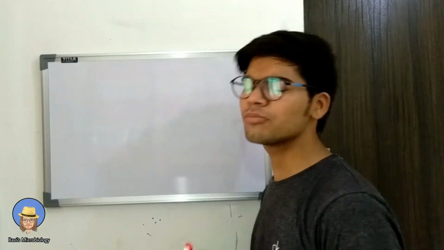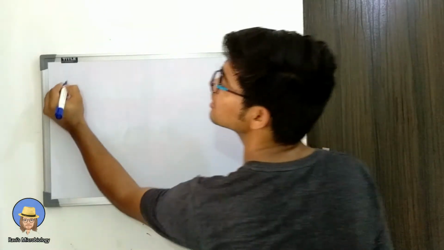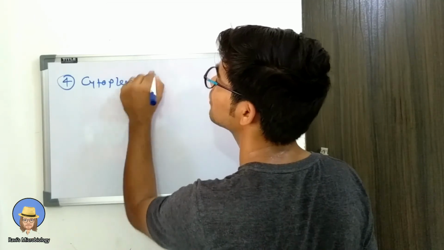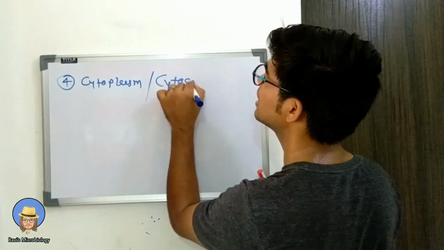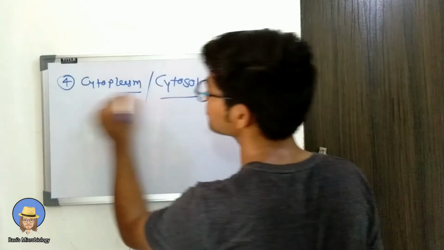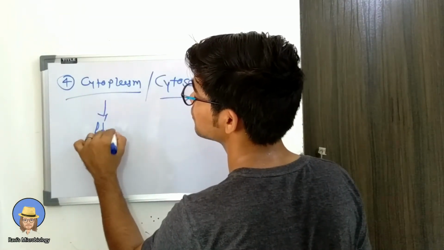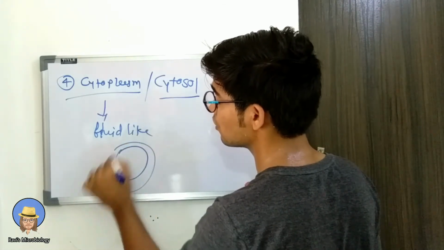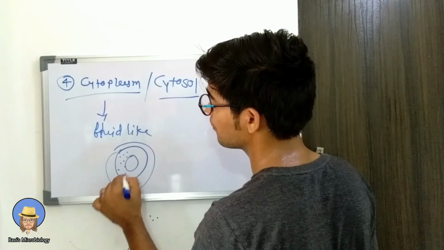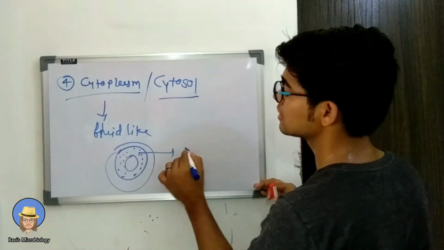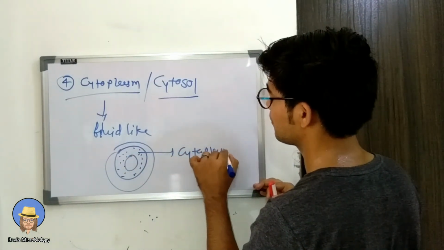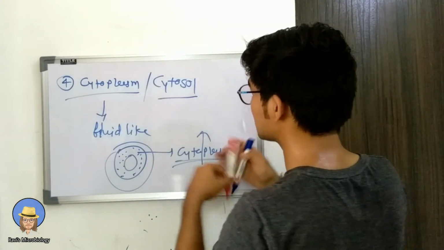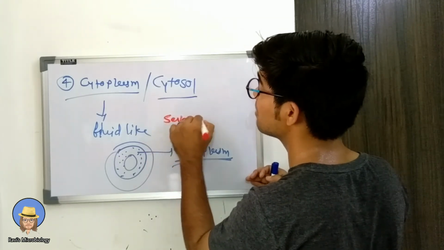The last thing we normally observe in all cells is the cytoplasm, or we can say cytosol. Many people say it is cytosol. It is a fluid-like structure. This is the cell membrane, this is the cell wall, this is the nucleus, and the other fluid is the cytoplasm. Each and everything happens in the cytoplasm. The cytoplasm contains several membrane-bound organelles.